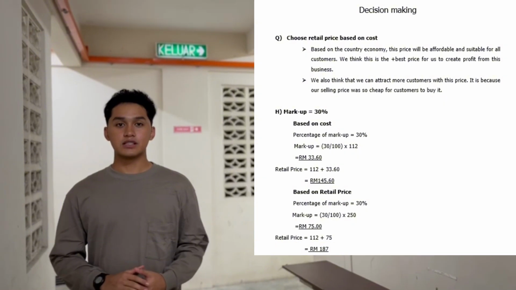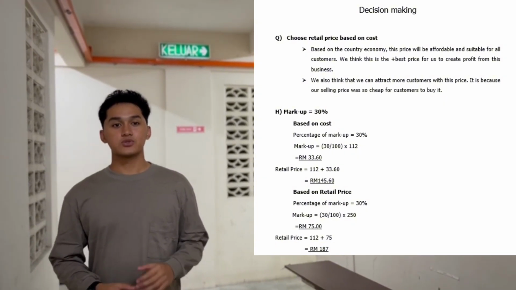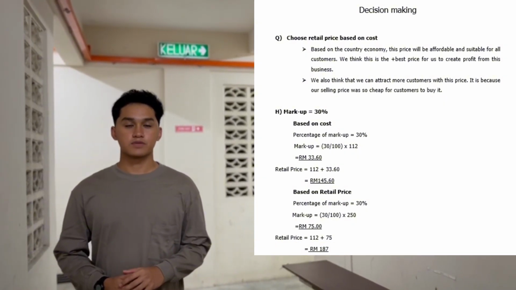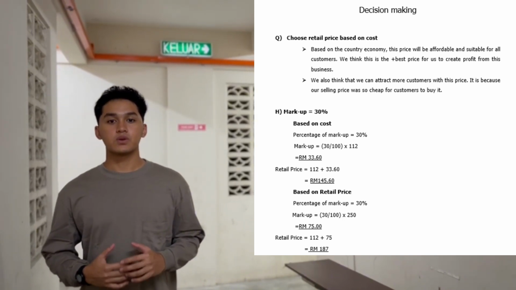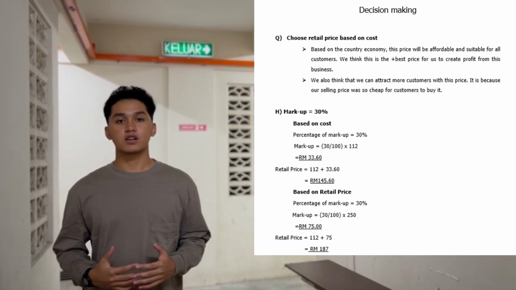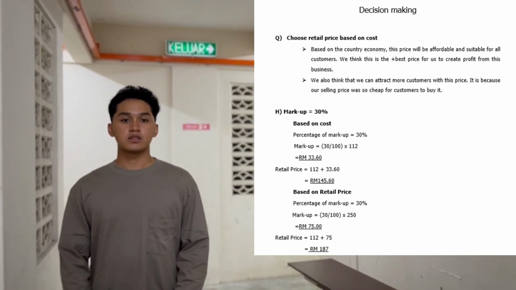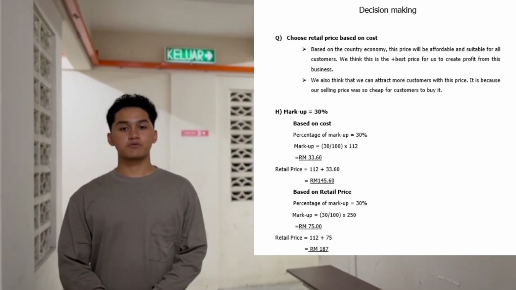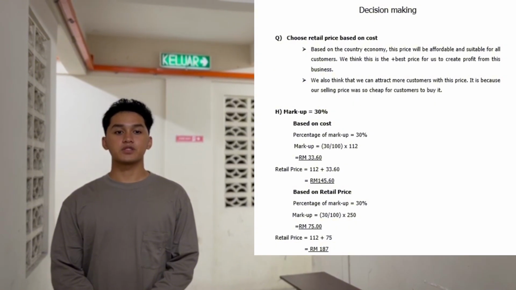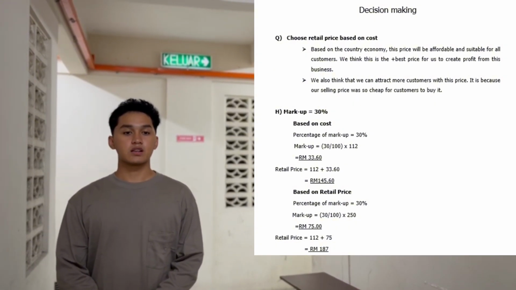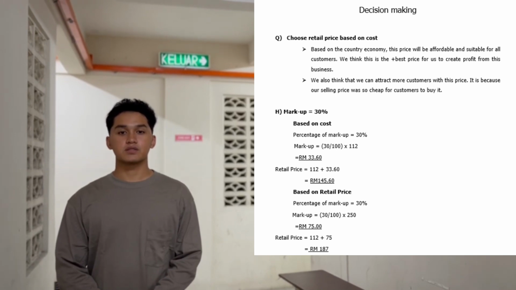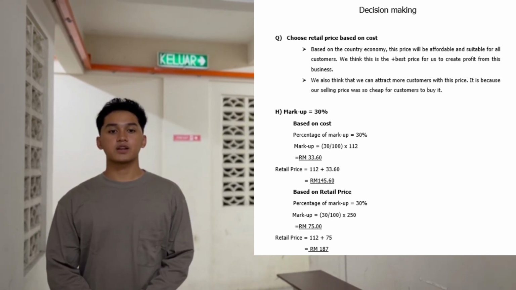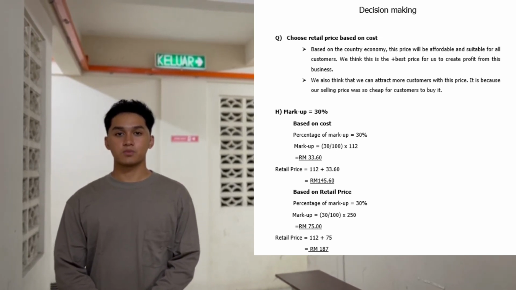For the decision making, we choose a retail price based on cost. Based on the country economy, this price will be affordable and suitable for all customers. We think this is the best price for us to create profit from this business. Secondly, we also think that we can attract more customers with this price. It is because our selling price was so cheap for customers to buy it.